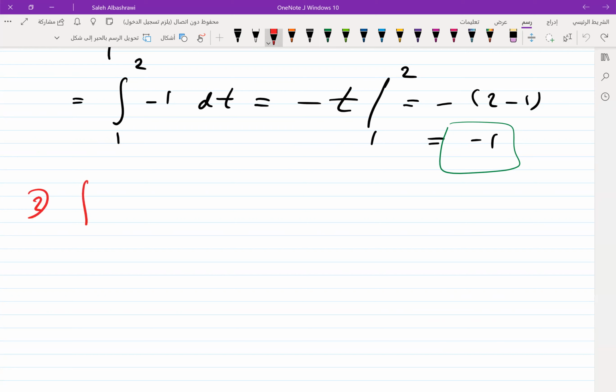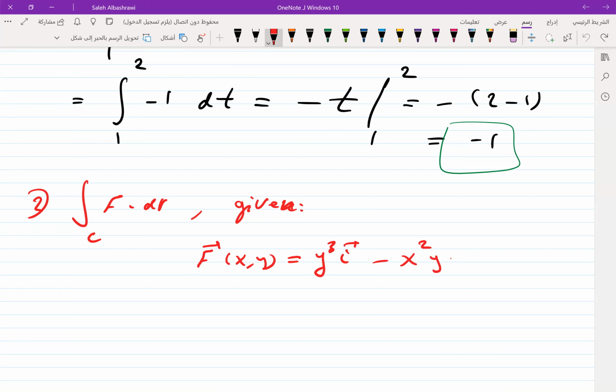Number 2. Evaluate the integral over C of F dot dr, given that the vector field F of x, y is equal to y to power 3 i minus x squared y j, and r of t is given by e to power minus 2t i plus e to power t j, where t is between 0 and ln of 2.